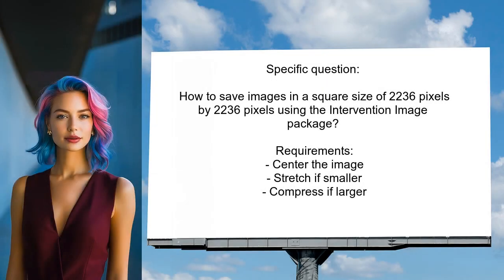Let's dive into the specific question at hand. One user asked how to save their images in a square size of 2236 pixels by 2236 pixels using the Intervention Image Package. They want their images to be centered, stretched if smaller, and compressed if larger. Sound familiar? Let's explore how to achieve this.